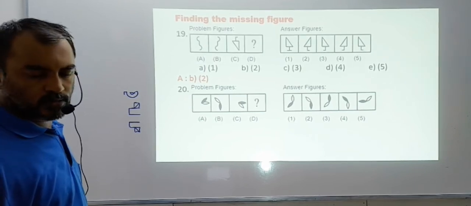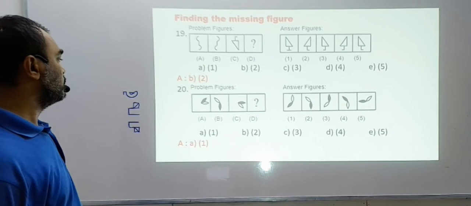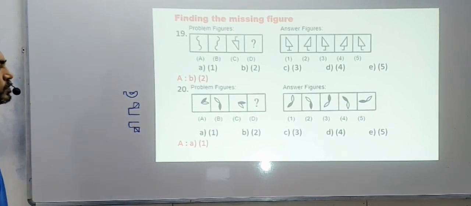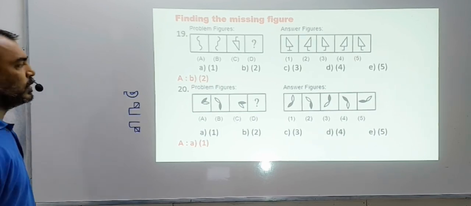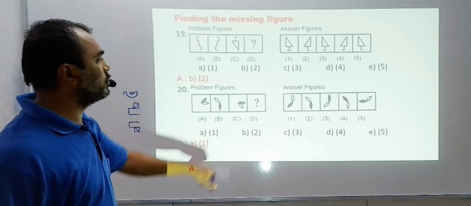Yes, write it out, and the answer is A1. So the black leaf does move how much? It moves again 135 degree clockwise, and the white leaf moves 135 degree anti-clockwise. So apply the same logic to this also.